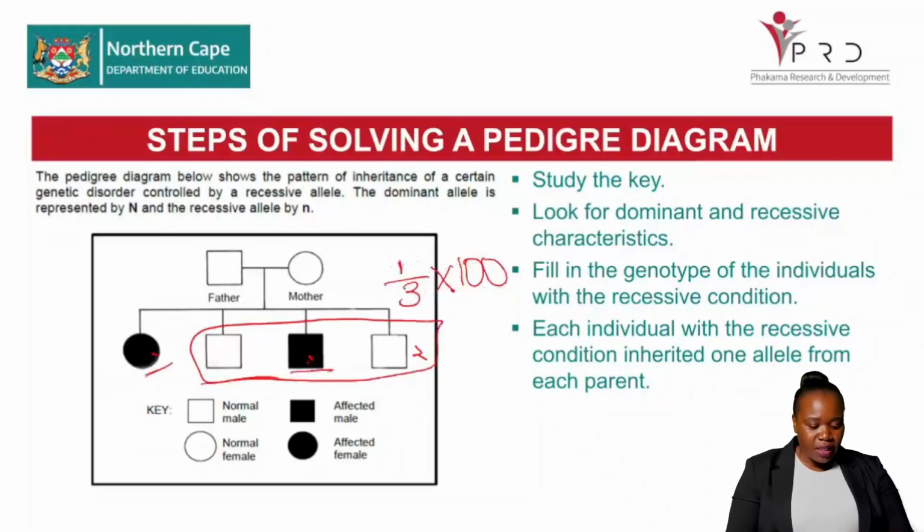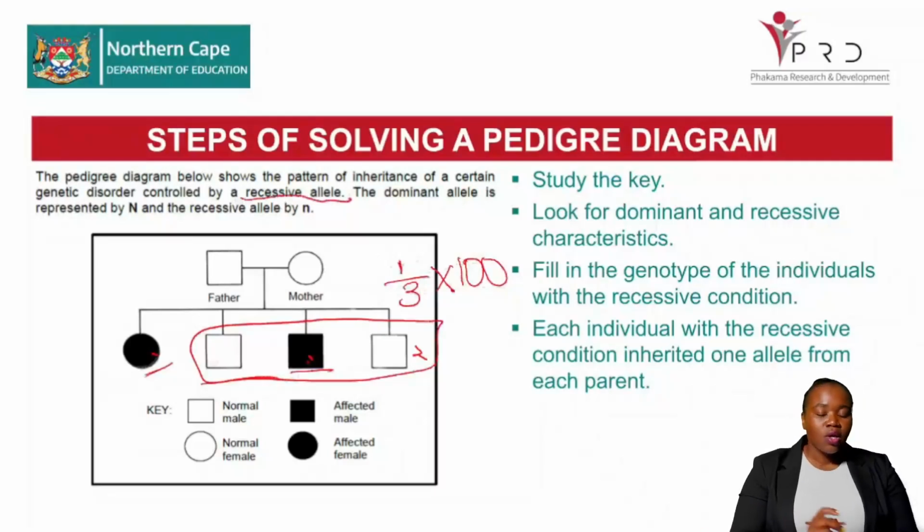It says here, the pedigree diagram below shows the pattern of inheritance of a certain genetic disorder controlled by a recessive allele. So this disorder is controlled by a recessive allele, right? The dominant allele is represented by N and the recessive is represented by a small letter n. It means that a person who has this genetic disorder would have to have 2 recessive alleles for the disorder to show up. All right.